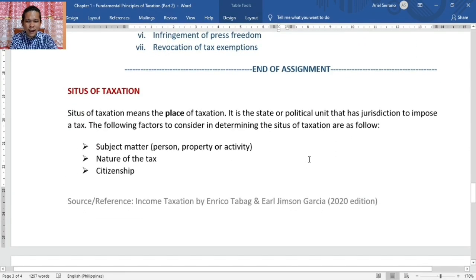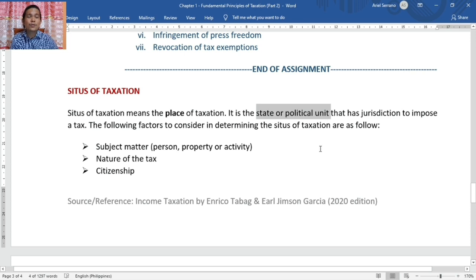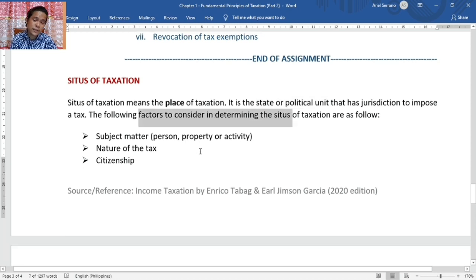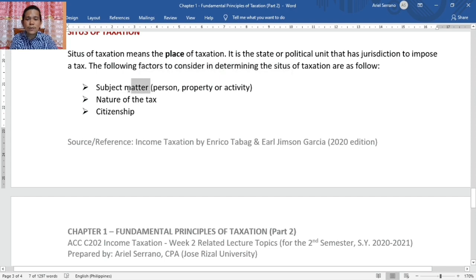Now, how about the situs of taxation? When we say situs, whichever way you read it, it simply means the place of taxation. The place. So it is the state or political unit that has jurisdiction to impose taxes. Now, the following factors should be considered in determining the situs of taxation. The subject matter, who is to be taxed?